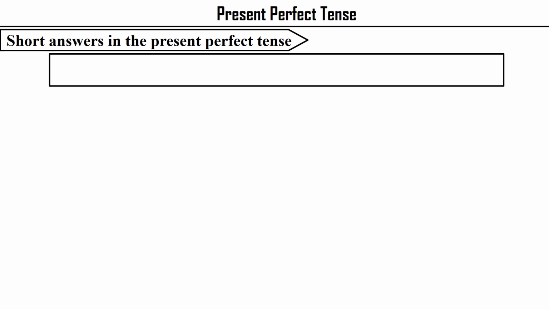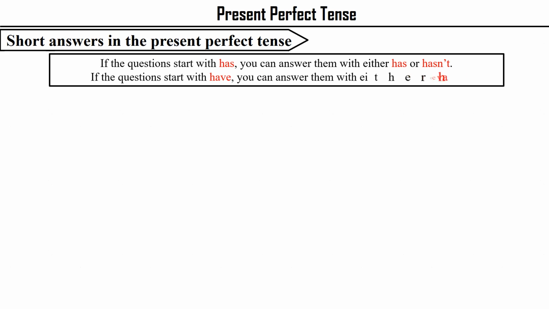Short answers in the present tense. How to give short answers? If someone asks you a question, you don't need to use a long sentence or repeat the whole question to answer their question. You can simply give a short answer. If the questions start with has, you can answer them with either has or hasn't. Or if the questions start with have, you can answer them with either have or haven't.